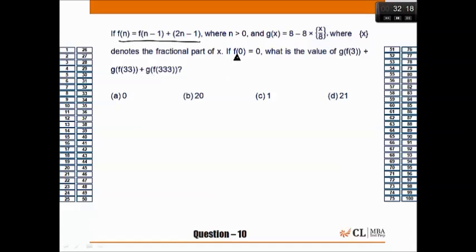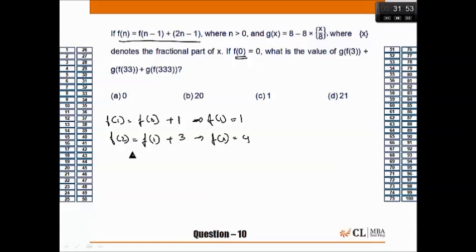So f of 0 equals 0. When n equals 1, f of 1 will be equal to f of 0 plus 1, so f of 1 equals 0 plus 1, which is 1. f of 2 will be equal to what? f of 1 plus 3, so 1 plus 3 equals 4. f of 3 will be f of 2 plus 5, which is 9. So these are squares. Okay, great, these are squares of numbers.